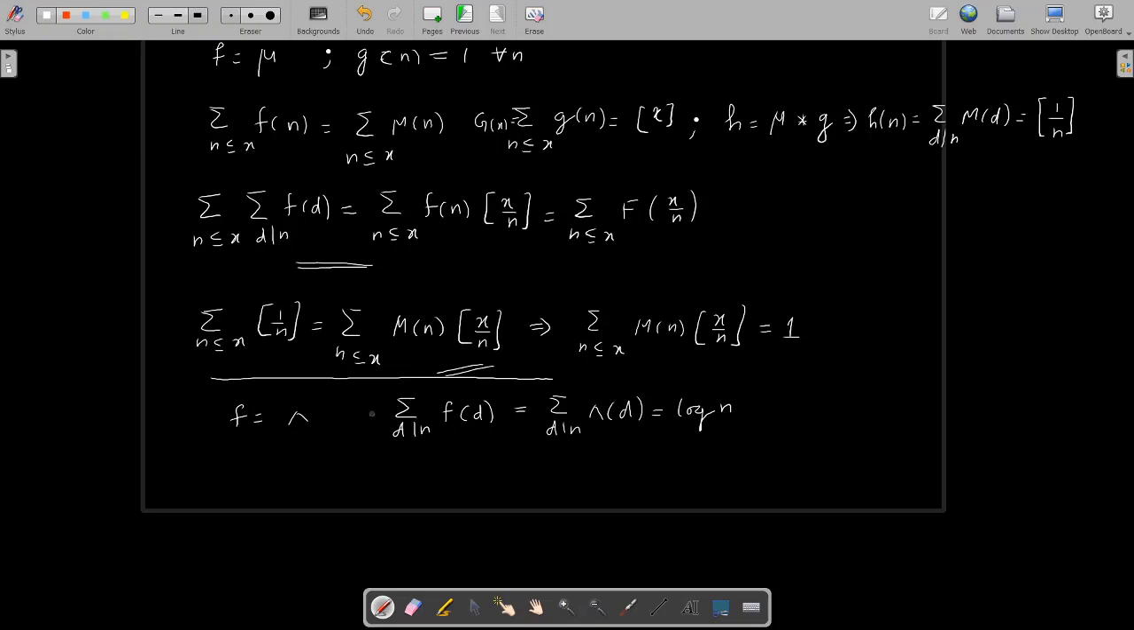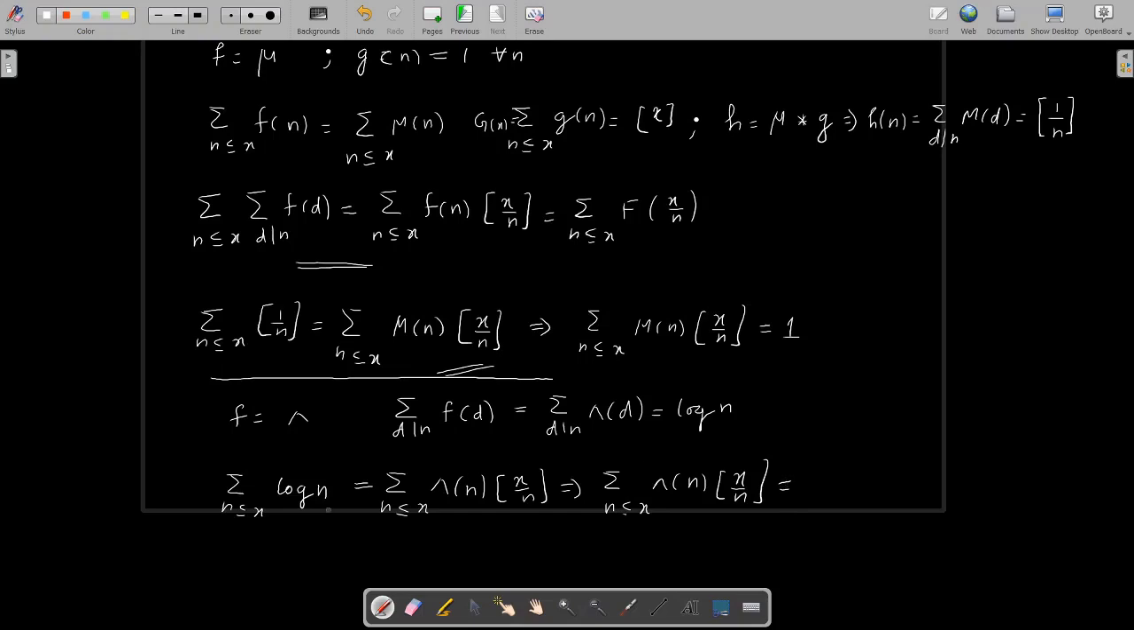Okay, so if you consider this equation again, you can write it as sigma n less than or equal to x log n, because sigma d divides n f of d is the same as sigma d divides n lambda of d, that is log n, that is equal to sigma n less than or equal to x lambda of n times integral part of x by n.